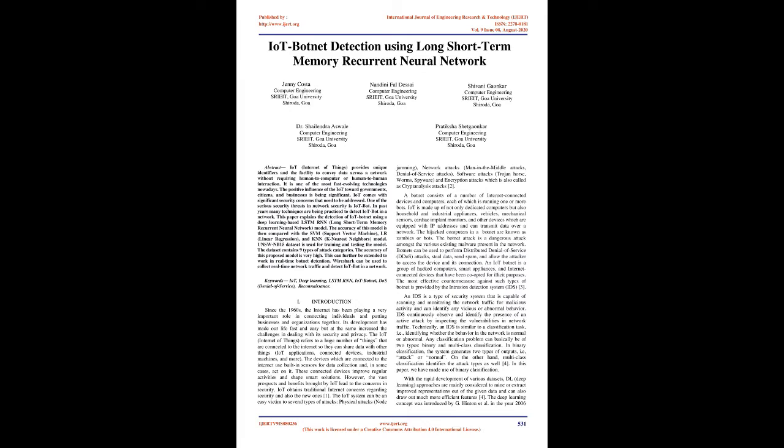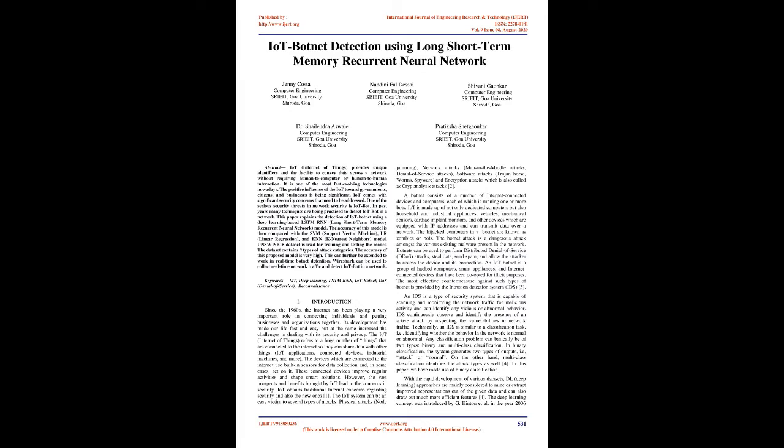The IoT system can be an easy victim to several types of attacks: physical attacks, node jamming, network attacks, man-in-the-middle attacks, denial of service attacks, software attacks, Trojan horse, worms, spyware, and encryption attacks, which are also called cryptanalysis attacks. A botnet consists of a number of Internet-connected devices and computers, each of which is running one or more bots.